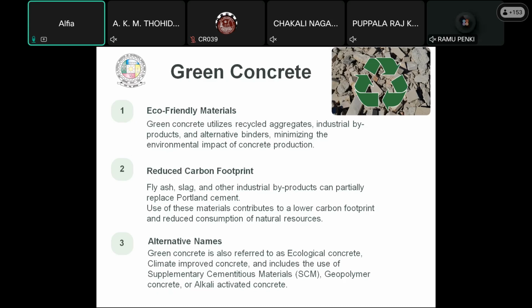Then another thing we use in green concrete is recycled aggregates. Recycled aggregates can be the byproduct of the production industry, or the byproduct of construction demolition. Again, one of the biggest challenges with recycled aggregates is that their properties vary a lot. At one location you can have a very good recycled aggregate, but at some other location you may not have that good recycled aggregate.